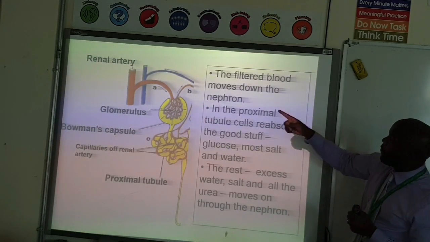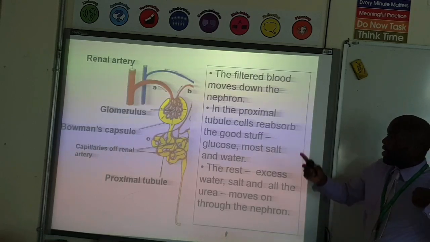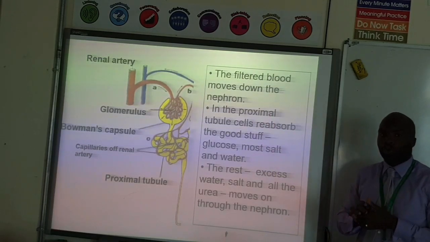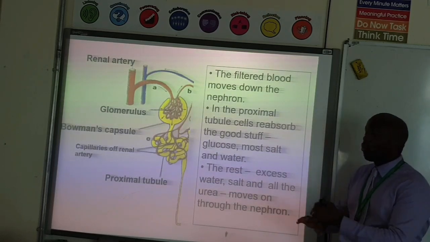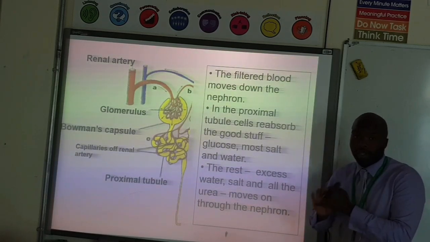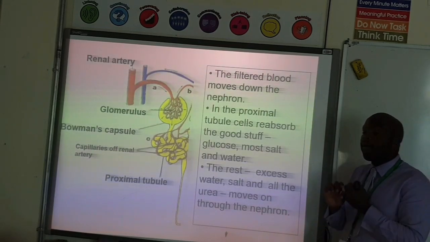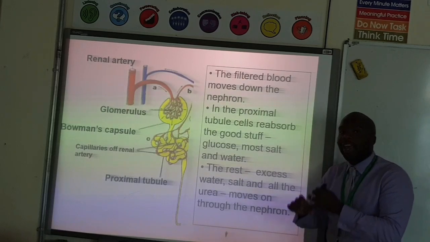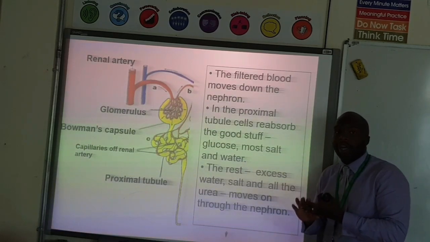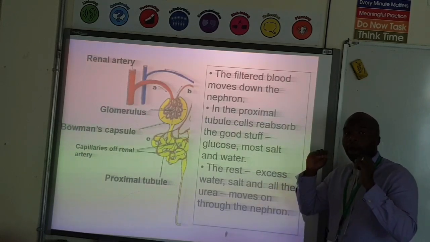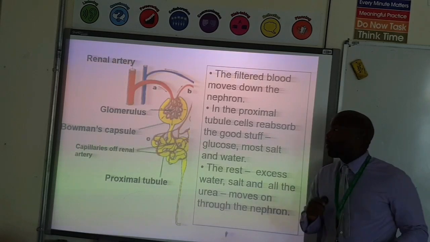Now, the filtered blood moves down the nephron. In the proximal tubules, the cells there reabsorb all of the good stuff: all of the glucose, the water that is needed by the body, and the salts that are needed by the body. However, any excess water, any excess salts, and all of the urea is not reabsorbed back into the blood. We want to get rid of that in the form of urine.